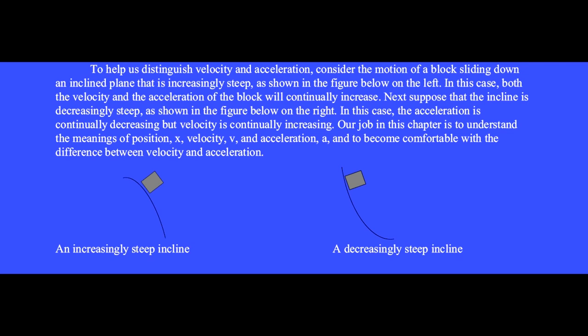To help us distinguish velocity and acceleration, consider the motion of a block sliding down an inclined plane that is increasingly steep. In this case, both the velocity and the acceleration of the block will continually increase. Next, suppose that the incline is decreasingly steep. In this case, the acceleration is continually decreasing, but velocity is continually increasing. Velocity and acceleration are different things, and they are independent of each other. Neither cares about the other.